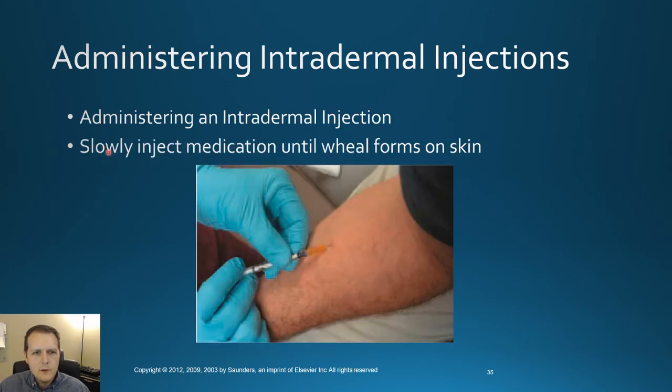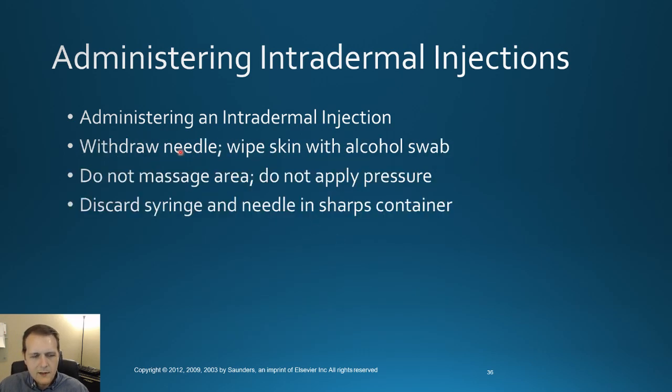And then you'll slowly inject the medication until you see a little wheel forming on the skin there. Some people call that a bleb, but you'll see a little tiny wheel form of the medication actually underneath the skin. And so then you're going to withdraw the needle. You'll wipe the skin with an alcohol swab, maybe apply some gentle pressure afterwards. You may have a little bit of bleeding there, but do not massage the area. Don't apply very hard pressure. And then once you're done, discard the syringe and needle into the sharps container.